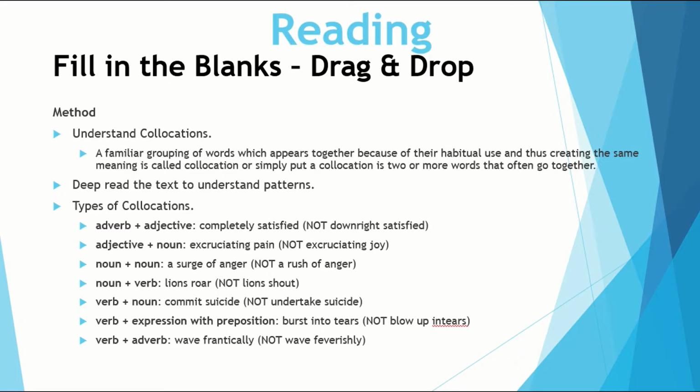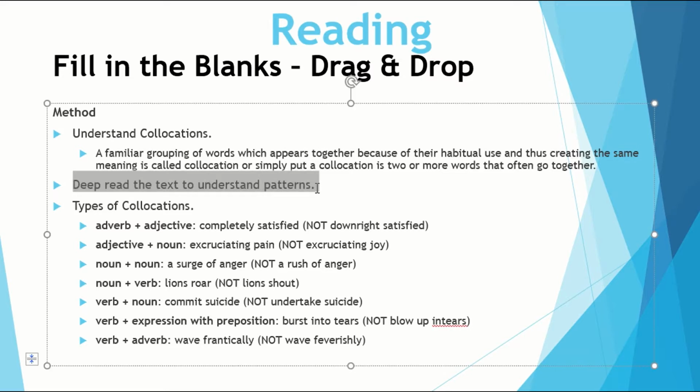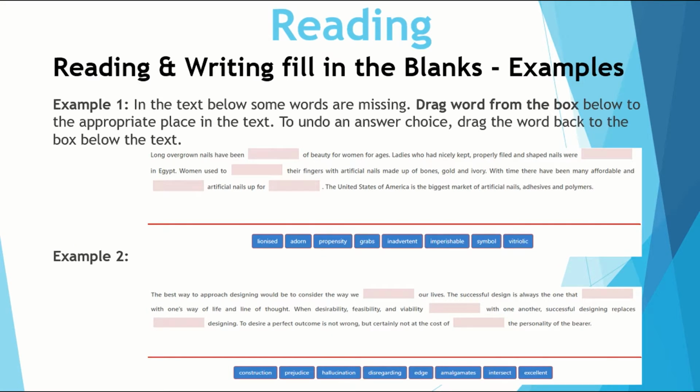Now that you know some of the methods, let's quickly understand with an example. You'll also have to deep read the text. Now that you've skim read the text, just deep read the text to understand patterns. The reason I've given you this point is so that you can understand collocations better. Okay, all right, let's go. Let's have a look at the first example here.